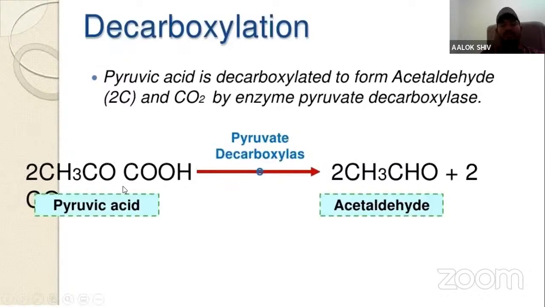Decarboxylation: here the pyruvic acid gets converted into acetaldehyde with the help of the enzyme pyruvate decarboxylase. So from the exam point of view, you just have to remember what gets converted, what is the initial product and what is the final product. I mean, what is the starting point? For example, here in decarboxylation, it is pyruvic acid. What is the final product? It is acetaldehyde, and the enzyme.